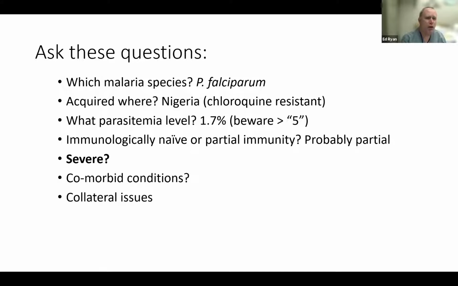To answer that question, I should say the CDC still breaks it down into whether it's chloroquine susceptible or not. So it'll be interesting to see over the next 6 to 18 months if the CDC changes their recommendations. Right now we're in this nebulous zone, but I wouldn't overthink it. I would say it's falciparum malaria. It's obviously chloroquine resistant. This guy has a parasitemia of 1.7. He's probably partially immune. So then the next question is, is he severe or not?